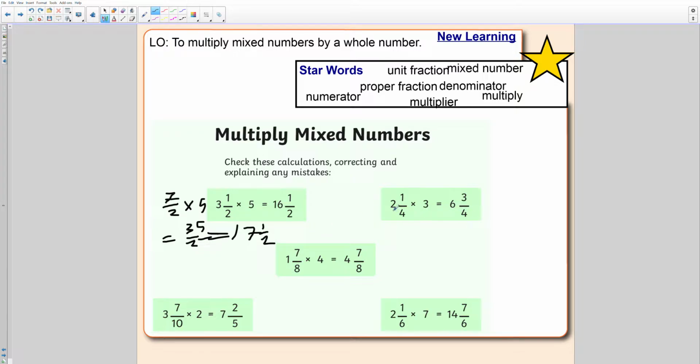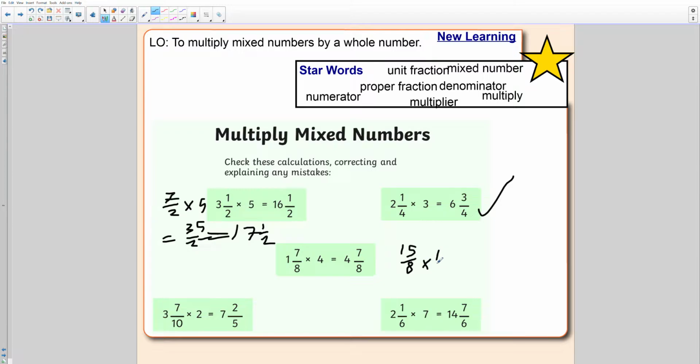How about this one over here, 2 1/4 times 3? Well, 2 times 3 is 6, 1 times 3 is 3, so this one is completely fine, no problems there. This next one, oh, can we see what's happened here? So 1 times 4 is 4, but then they haven't multiplied the fraction. This is why I like to turn it into a top heavy fraction, because this is a common mistake. Instead, if we say 1 7/8, you might remember from yesterday, is 15/8.